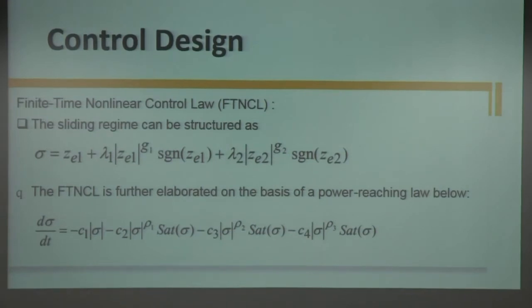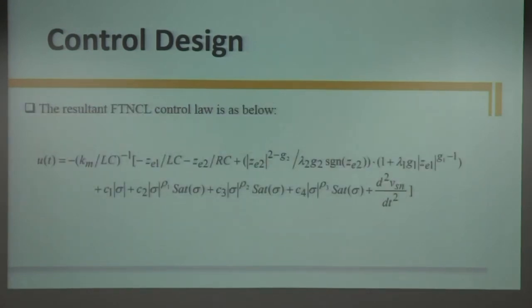This is the formula of FT-NCL. The sliding region can be structured as this. The FT-NCL is further embodied on the basis of the power reaching law like this. This is the resultant FT-NCL control law.